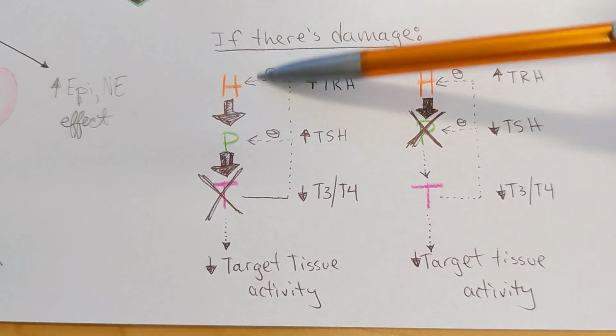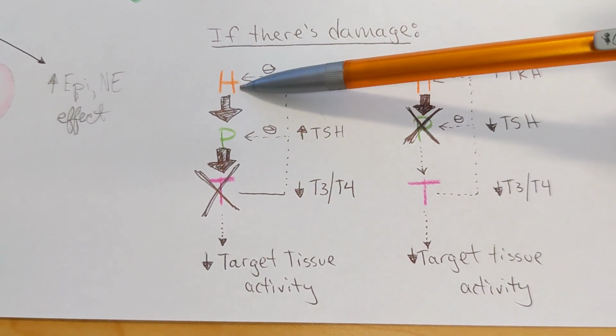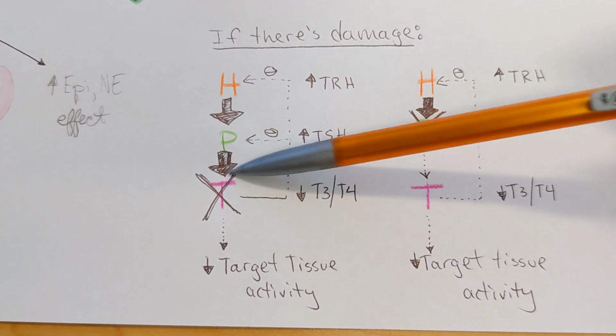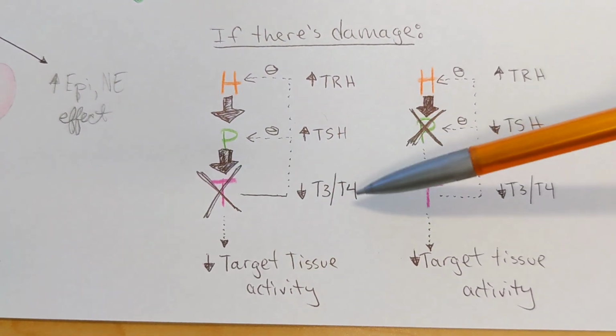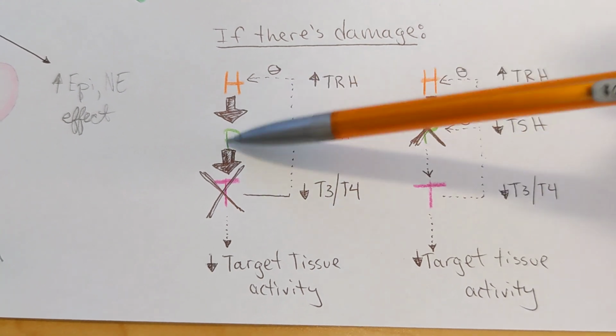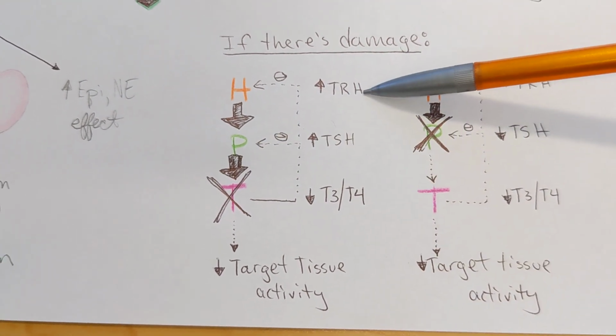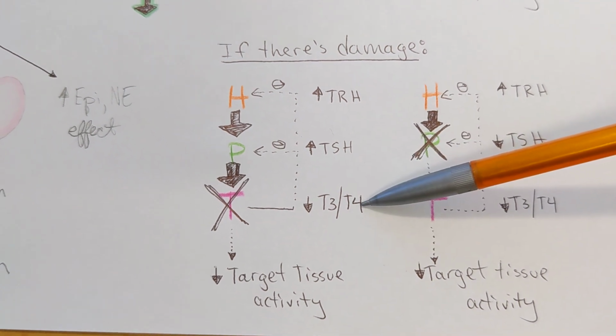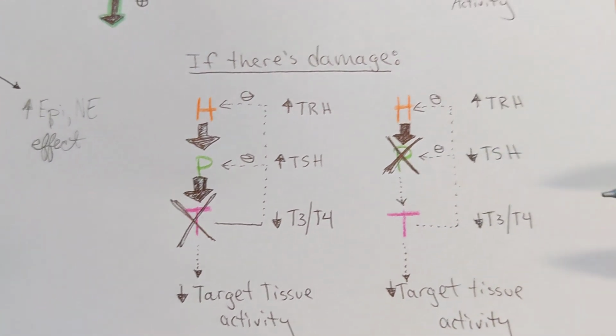And so in response to less negative feedback, the hypothalamus and pituitary are going to produce more of their hormones, essentially trying to tell the thyroid gland, like, come on, pick it up, make more of this. Okay? So there will be increased TRH, increased TSH, but fewer thyroid hormones.